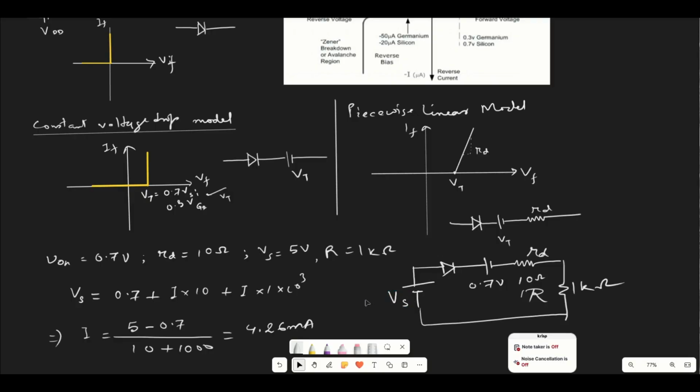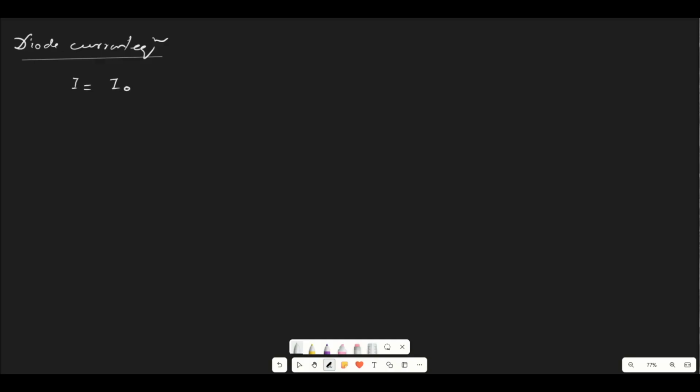So now moving forward to the diode current equation. The diode current equation is required for precise calculations considering the exponential behavior. So this gives the diode current as a function of voltage exactly, under ideal assumptions. So the equation is given as I equals I naught e to the power V by eta Vt, minus 1.